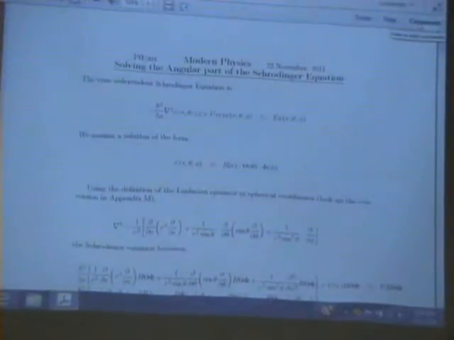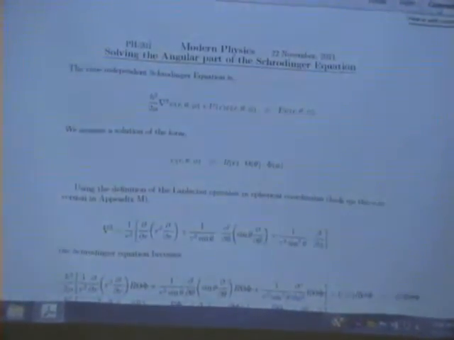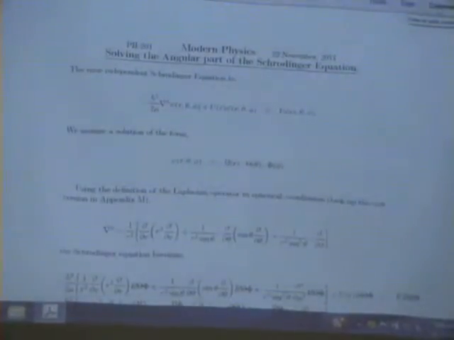Alright. Now we would like to solve the angular part, just the polar part. We solved one part of the angular part, the azimuthal part. Now we're going to solve the polar part. The polar part is the theta dependent part.